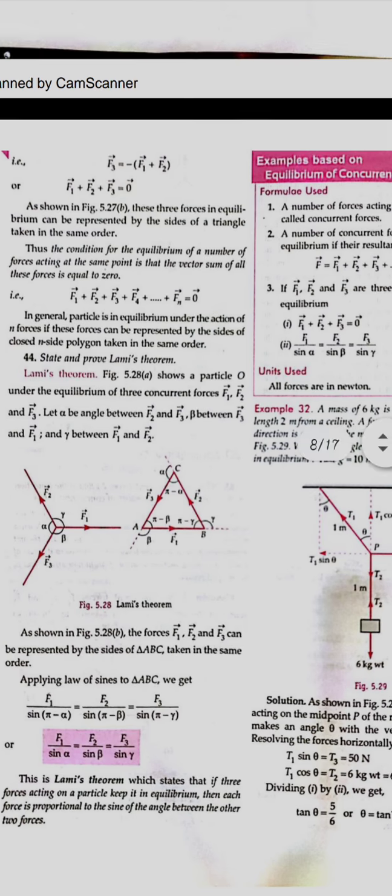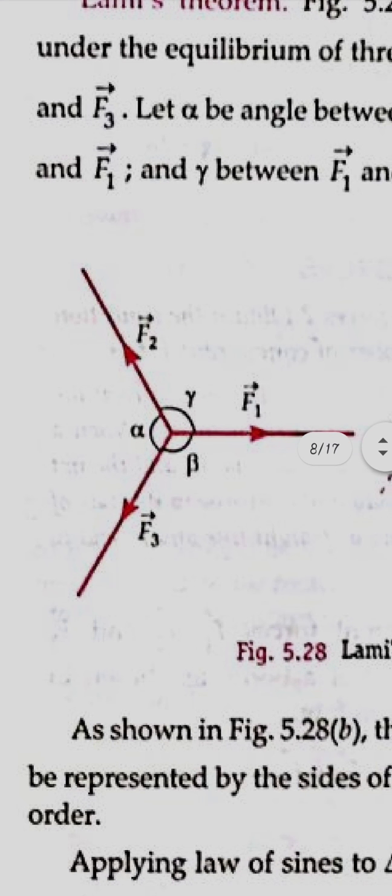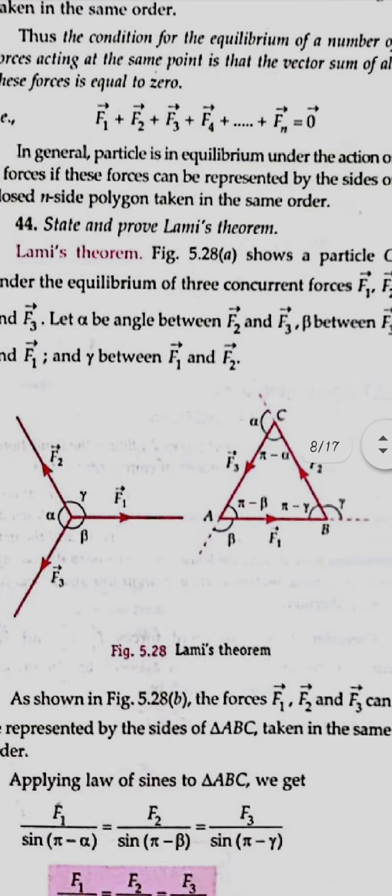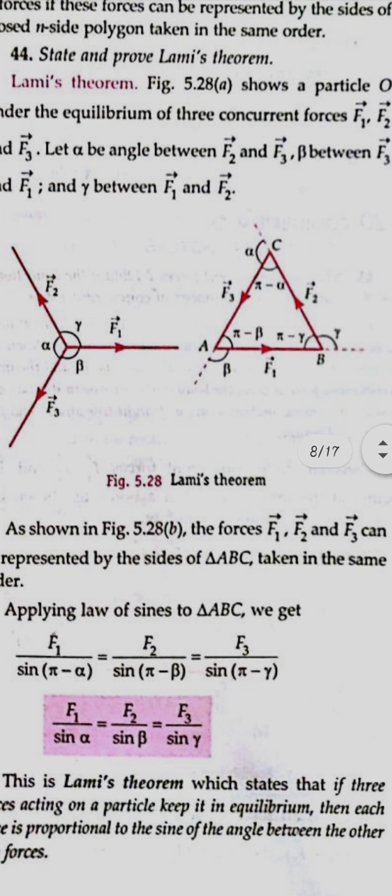Let us take F1, F2 and F3 acting on the same point O. The angle between F2 and F3 is named alpha, the angle between F3 and F1 is named beta, and the angle between F1 and F2 is given by gamma. Now if we take it as a triangle, we have to change it by 180 degrees, so it can be written as pi minus alpha, pi minus beta and pi minus gamma.